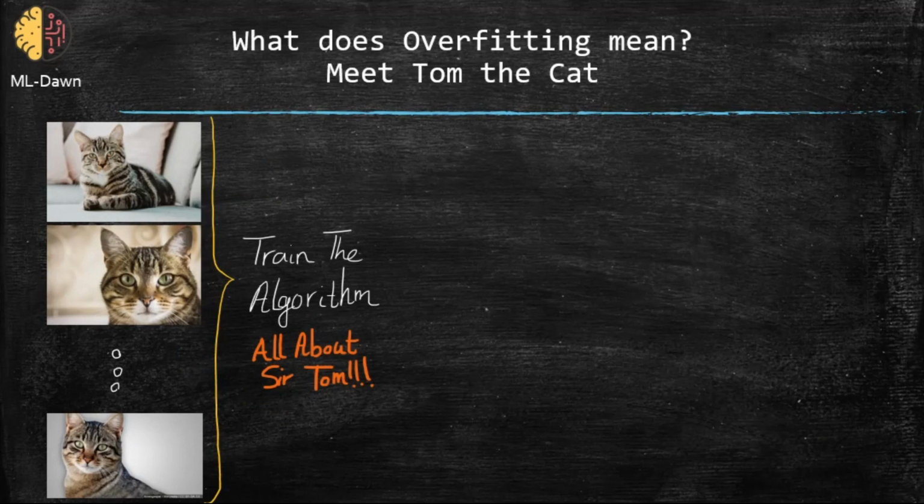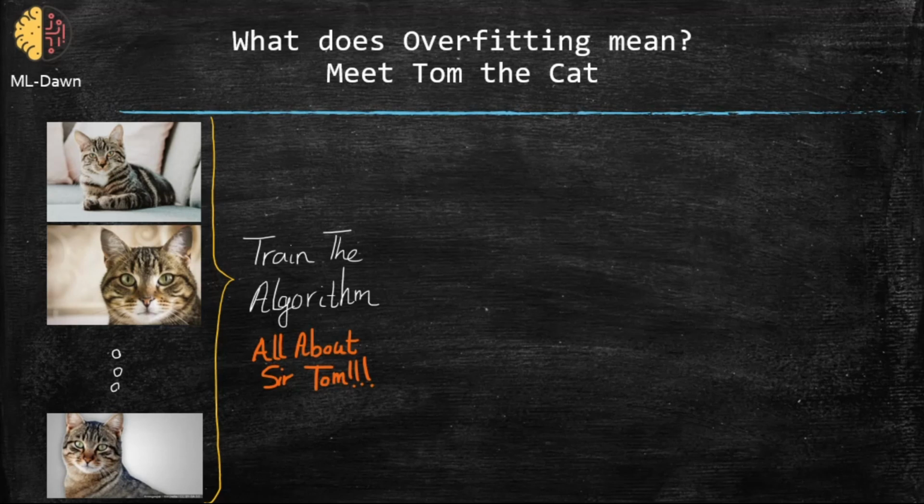Right, meet Tom the cat. Let's say we have many images of cats, but not just any cat. It's exactly one cat called Tom, Sir Tom. All the images are from this particular cat, but from different angles and different places with different backgrounds. Okay, now the goal is to train our machine learning algorithm to recognize, say, a cat. Let's simplify that, just to recognize a cat image.